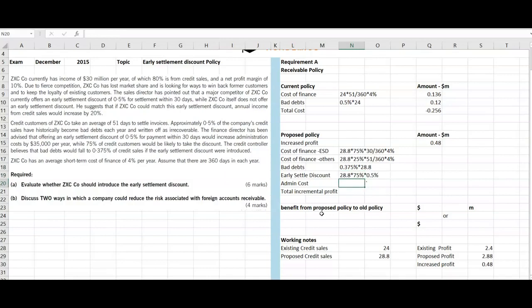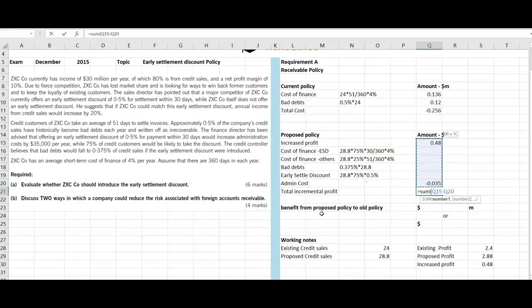The next one is administration cost. So administration cost could be in terms of 35,000 per year. So we'll mark it here. So it's a minus 35,000 per year, but we have to do it in terms of millions. So we got the millions. So this is our million, and that's it. We will have to get our sum.